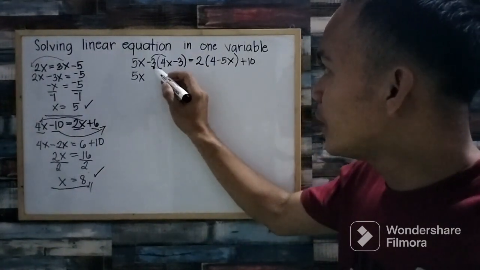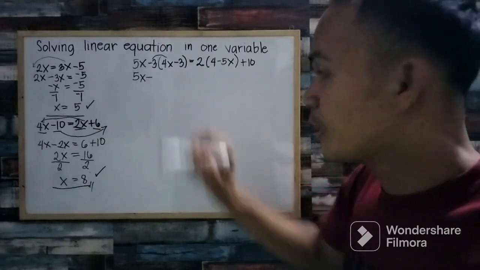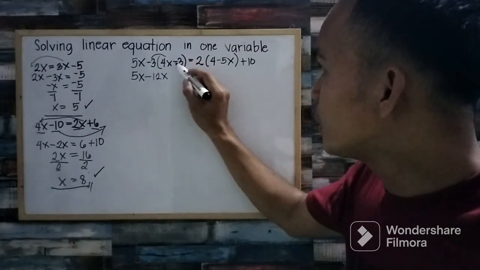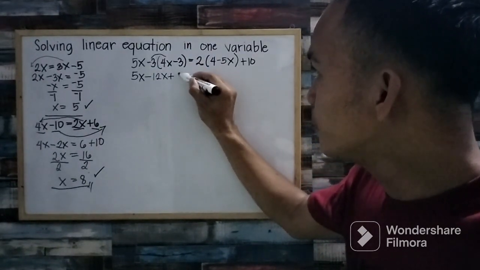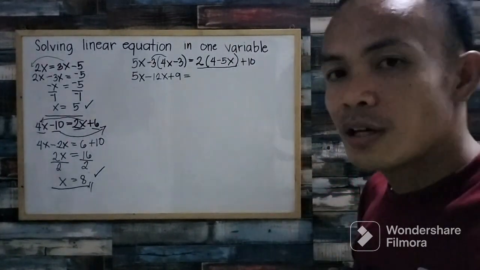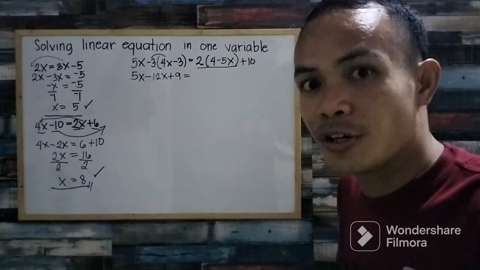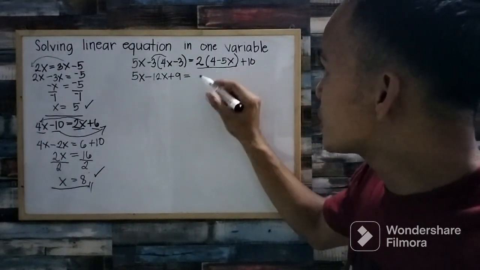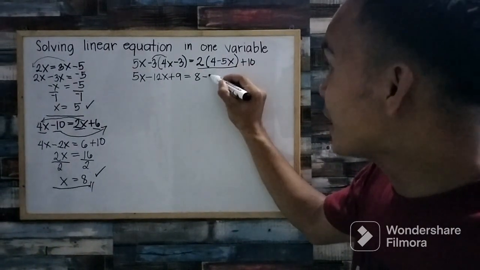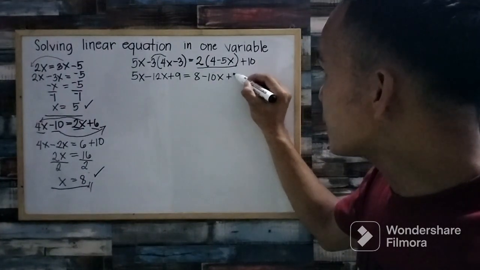So, unahin natin yung negative 3 times 4x. So, negative 3 times 4, that is negative 12x. And negative 3 times negative 3, that is a positive 9, is equal to. We also have here parentheses. So let's use the distributive property of equality. So 2 times 4, that is 8, minus 2 times negative 5, that is negative 10x. Okay? And then copy plus 10.